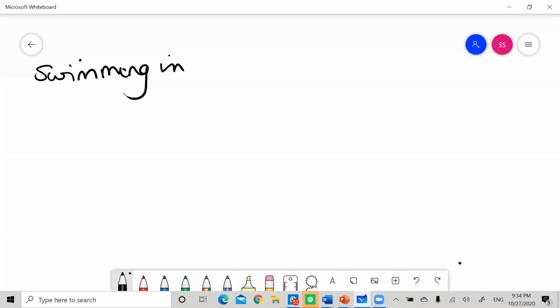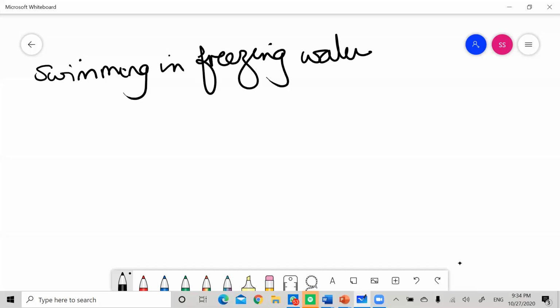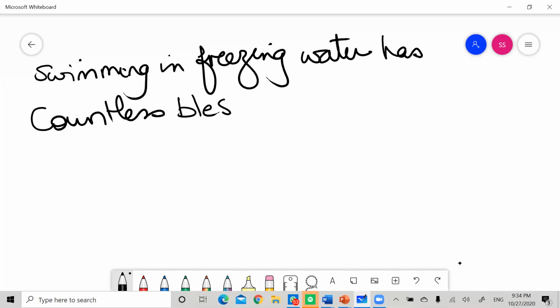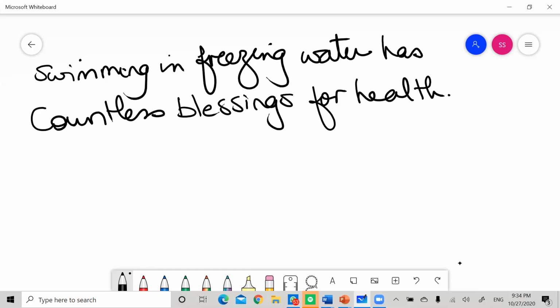So swimming, as you said, swimming in, we changed cold water into freezing water. Excellent. Swimming in freezing water. Let's continue. Has what? Countless, you said. And I changed the word advantages into, let's say, blessings or benefits for health. Excellent. Okay. So swimming in freezing water has countless blessings for health.